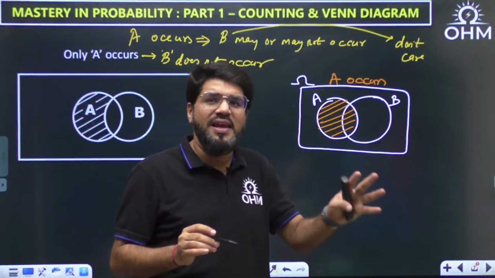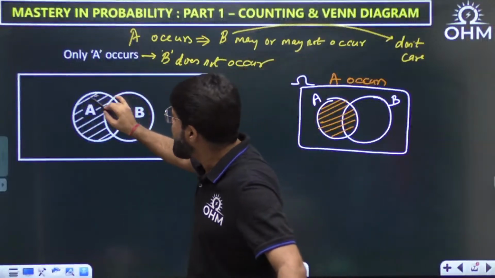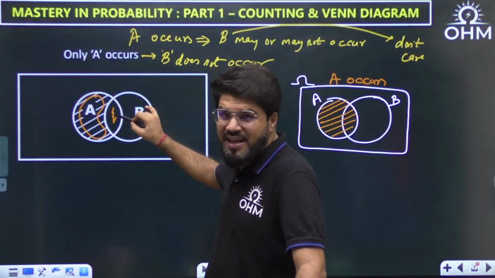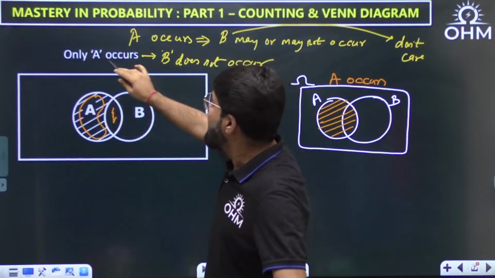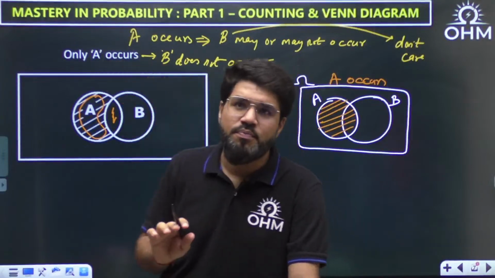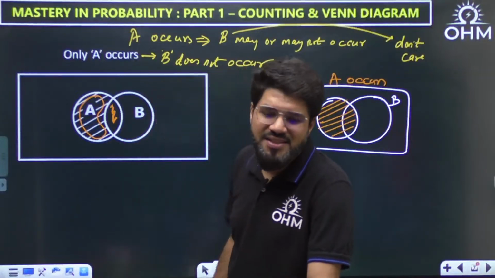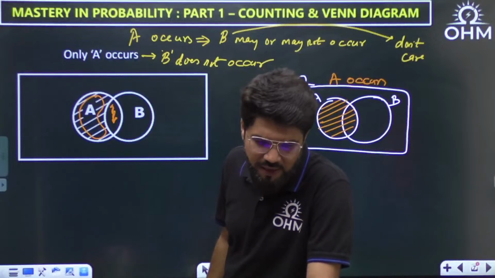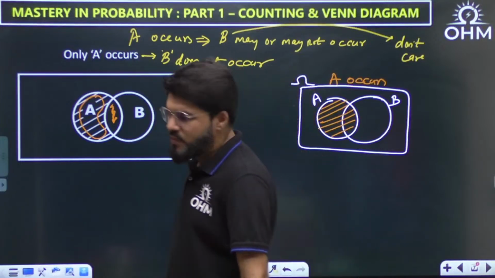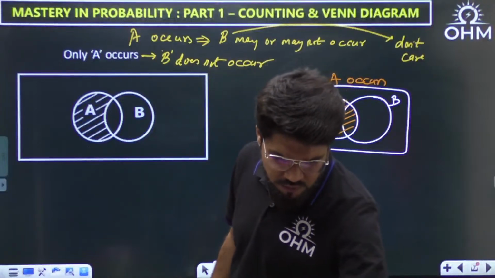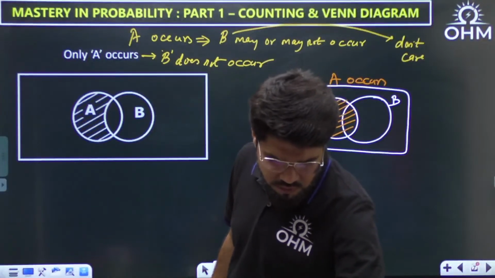But when I say only A occurs, I will only take the portion which belongs to A, and I will not enter this portion because here A is there, but B is also there. When I say only A, B should not come. So this has to be excluded here. That is the difference if you talk about the Venn diagram. Hope that is clear to all of you.